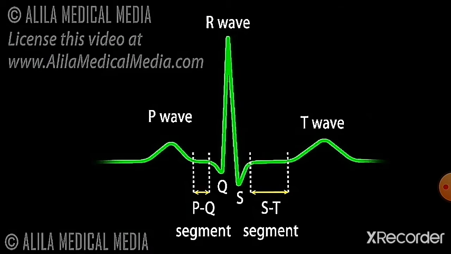Now as we have also discussed in the lecture, which wave indicates what. So there are a total of 5 waves. Here, first the P wave. The P wave indicates the atrial contraction. So it is specially for atrial contraction.